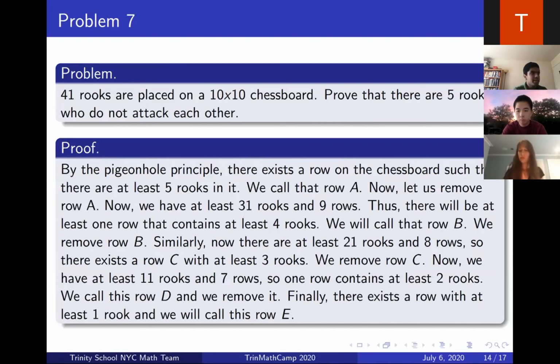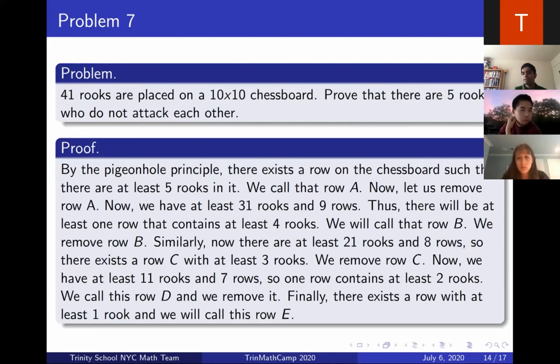And so now let's think about it in some sense that we completely remove row A for the sake of argument. So now we have at least 31 rooks and 9 rows. And so I'll explain why we have at least 31 rooks. Notice that since this is a 10 by 10 chessboard, a row can have at most 10 rooks, right? So when we remove row A, we're accounting for the worst case scenario, in the sense that there are 10 rooks in that row. And so if we remove row A, we'll be left with 31 rooks. And of course, when we remove one row from 10 rows, we get 9 rows.